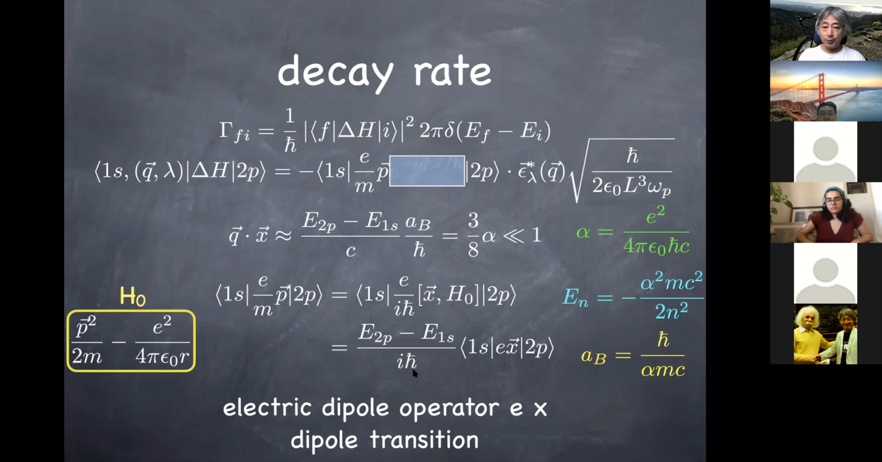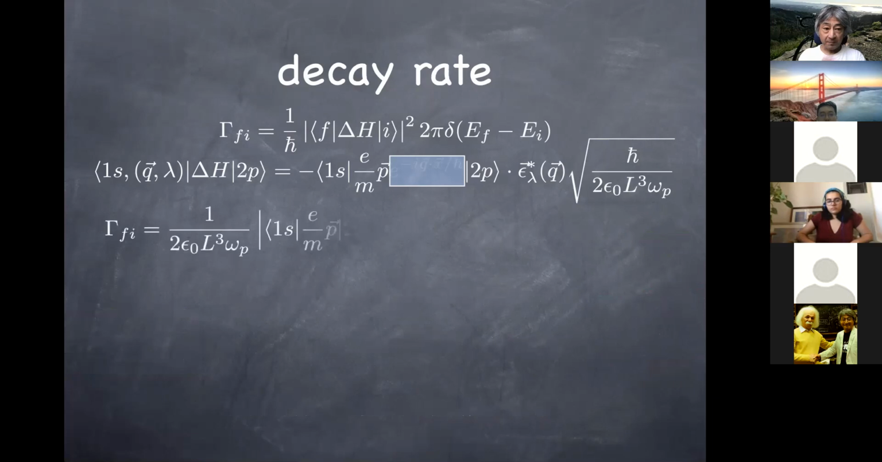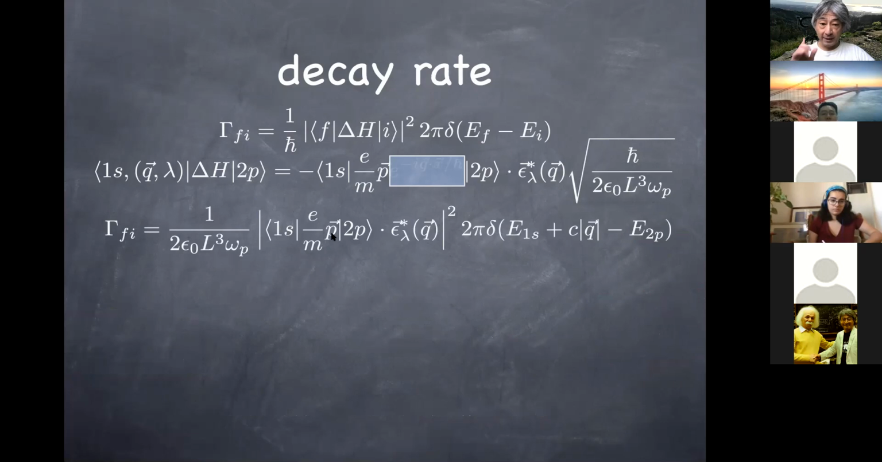So now what we need to do is to compute this matrix element so that I can stick that into this Fermi's golden rule, which requires computation of this matrix element between the 2p state and the 1s state of the operator, which is the electric dipole operator. And at the end of the day, we also need to sum over the final states. So I just rewrote this Fermi's golden rule, knowing that what I'm computing is this matrix element, which is yet to be computed on the next slide.